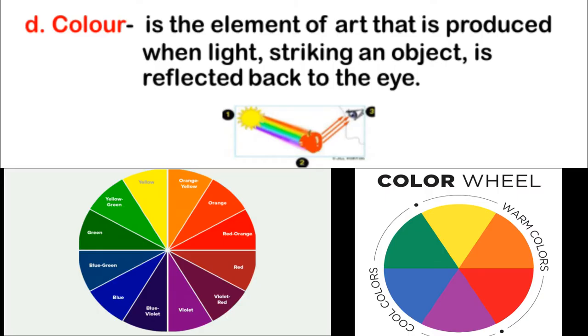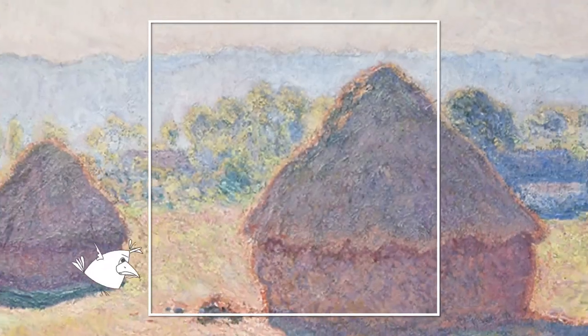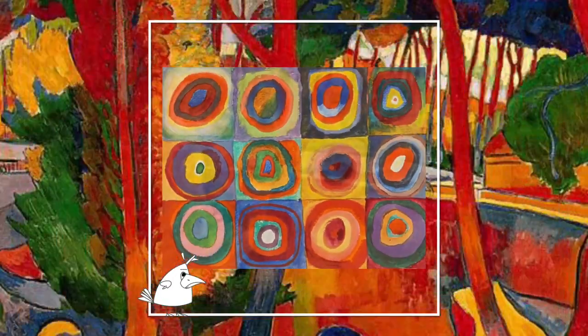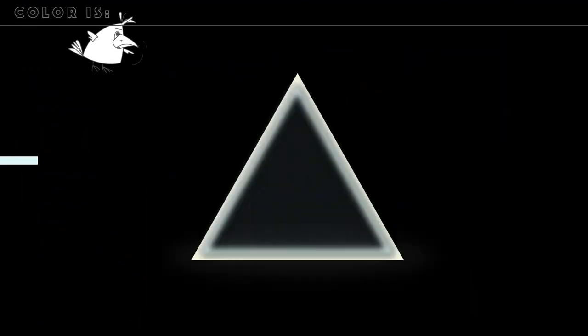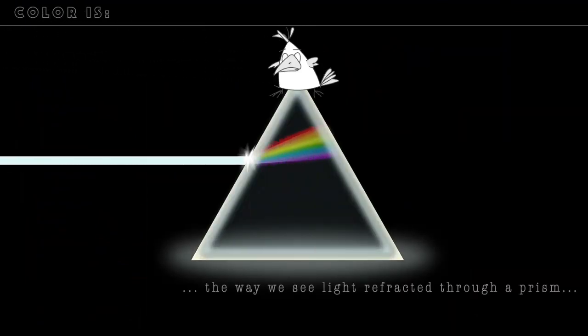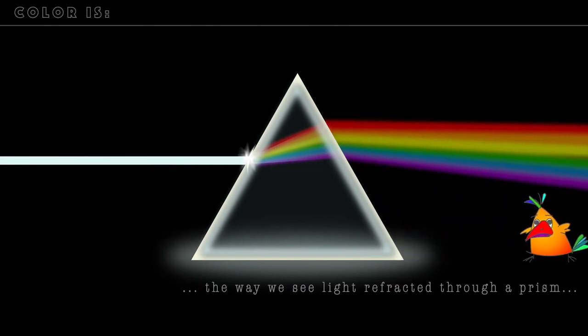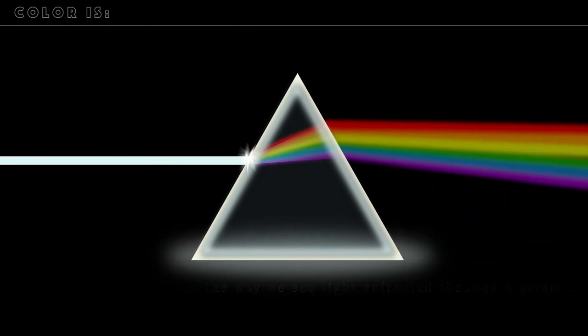Letter D, color. Color is the element of art that is produced when light striking an object is reflected back to the eye. Color is the most expressive element of art. What is color? Color is not something you can feel, smell, taste, or touch. Color is the way you see light. So, in order to see color, we need light. We see color when white light is refracted through a prism. Refracted light creates a spectrum. A prism breaks a white beam of light into six colors: red, orange, yellow, green, blue, and purple.